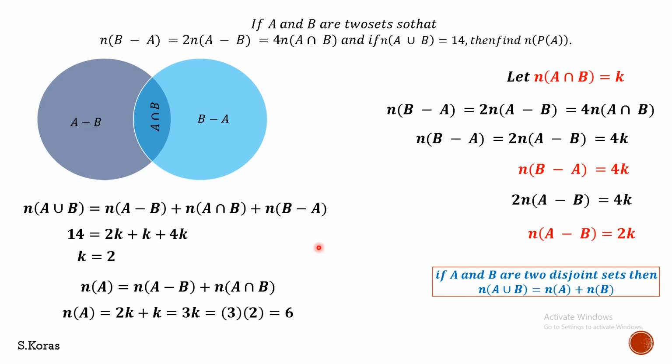So it is very easy for us to find n of P of A, because the formula for n of P of A is 2 power n. The n value is 6. The number of elements in the set A is 6. So n of P of A is equal to 2 power 6, that is equal to 64. So we got the answer for this problem. So it's very simple. Now let us go to the next problem.